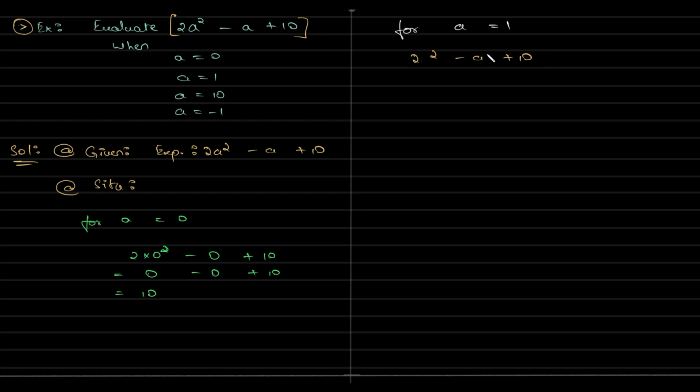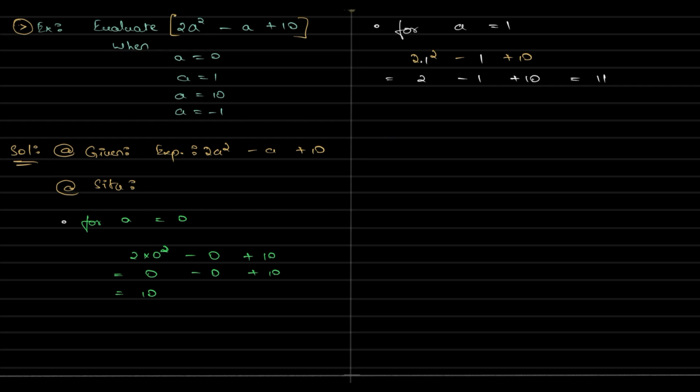So in place of a, I'm writing 1, 1 square. We are trying to tell that 2 is being multiplied with 1, and here again 1. So what did I do? All I did was erase a, and in that place I wrote 1. This is a simple idea of substitution. So 2 into 1 square is 2 itself, minus 1 plus 10, and you can solve the answer. So this will be 11.